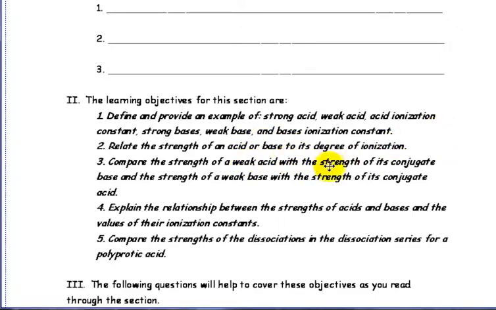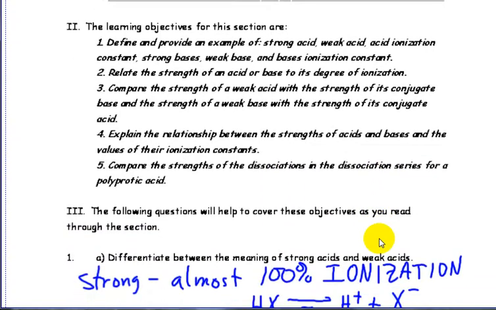Relate the strength of an acid or base to its degree of ionization. Compare the strength of weak acids and the strength of their conjugate bases, and vice versa. And explain the relationship between the strengths of acids and bases and the value of their ionization constants. Then lastly, compare the strengths of the dissociations in a series of polyprotic acids.